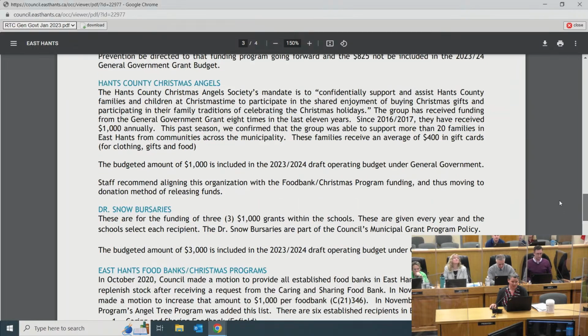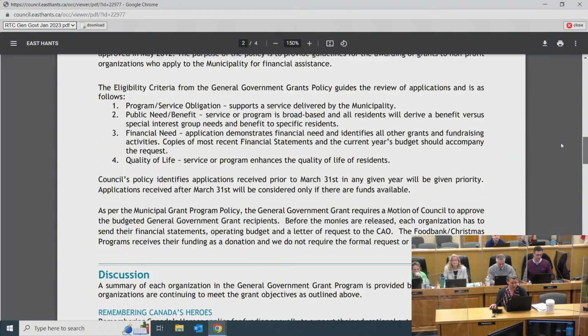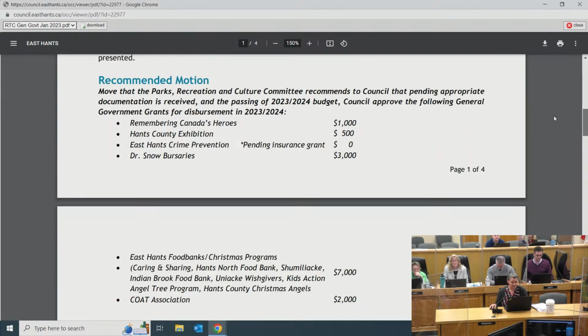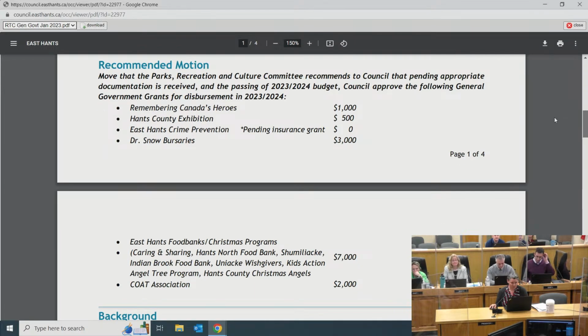And I will bring it back up to the recommended motion. I did leave in the motion East Hants Crime Prevention pending insurance grant. So if that grant was not approved, then we could look at putting East Hants Crime Prevention back into this funding program. But for now, this is the recommendation.